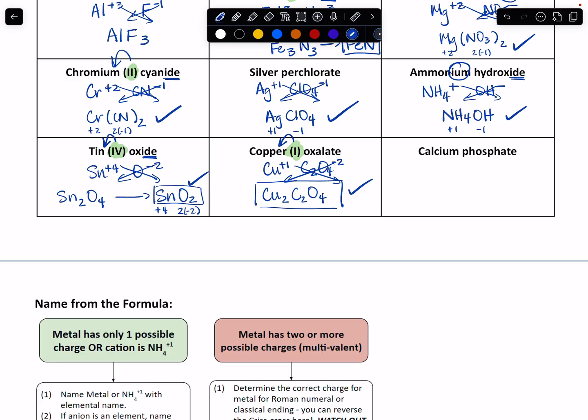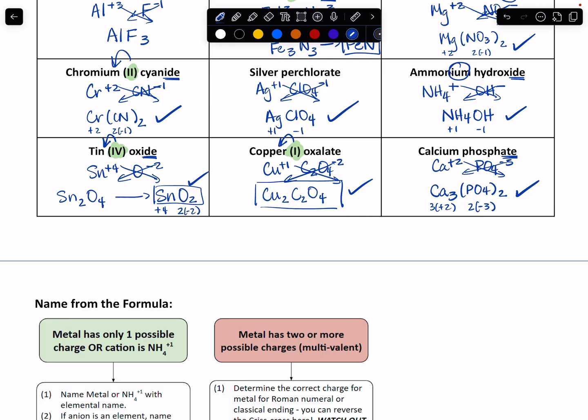All right, and then last we have calcium phosphate. So calcium is +2, phosphate, a polyatomic PO4 with a -3 charge. Cross those charges. We're going to have Ca3(PO4)2. So 3 times +2 and 2 times -3 is going to give us a neutral molecule. Okay, so again, it's all about knowing those charges and using the crisscross rule.